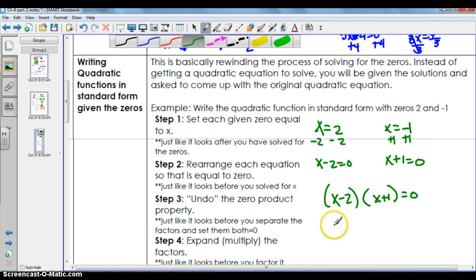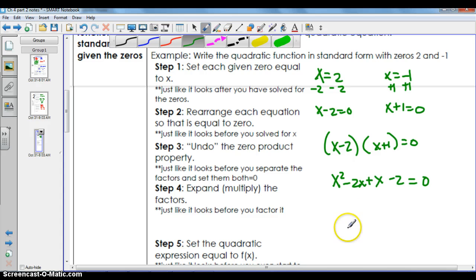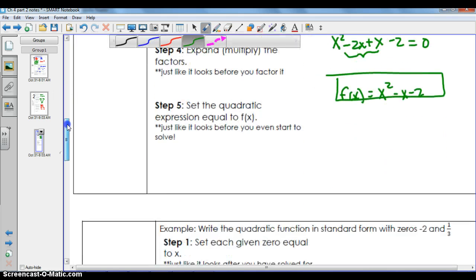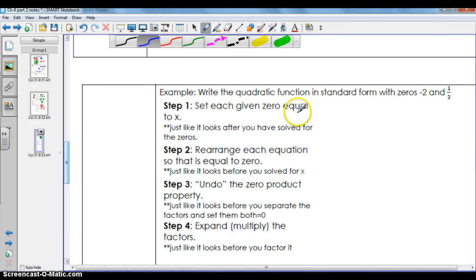And now we can go ahead and FOIL. And then we can combine like terms and put our f of x equal to our original quadratic expression. Oops, forgot the, yeah, that's right. Add those together. There we go. All right, so remember to do the opposite to get them first, set them equal to x, then get them equal to 0, kind of undo.